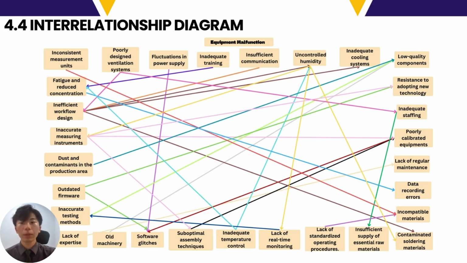My name is Sanyu Chen, matric number AP22023. Now we'll talk about the interrelationship diagram. The interrelationship diagram shows that there are 29 causes of equipment malfunction that have interrelation to each other.